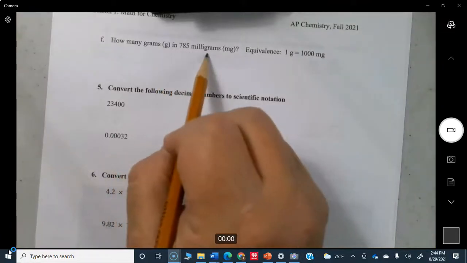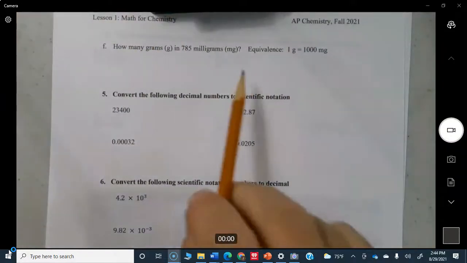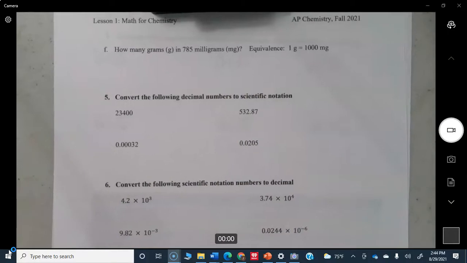All right. And how many grams is 785 milligrams? There's 1 gram equals 1,000 milligrams, and so you can do that one. That's just a single conversion problem. Okay? All right, now we're going to move on to scientific notation.